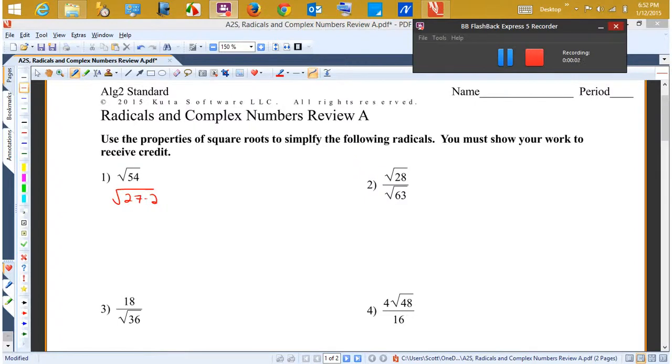Okay, in this video I'm going to work out the radicals in complex numbers review A so that you have a video of it.